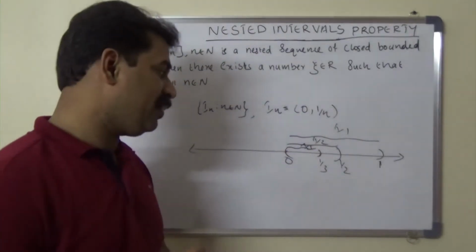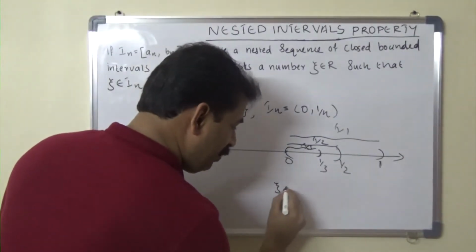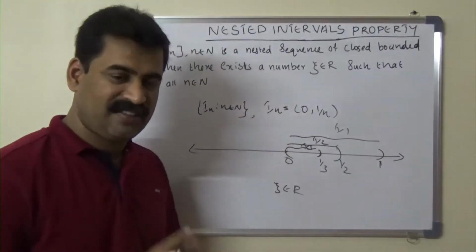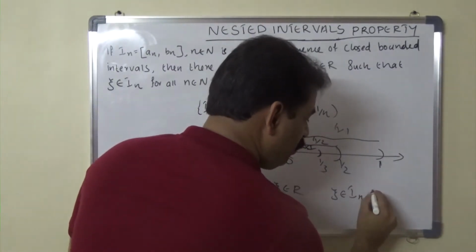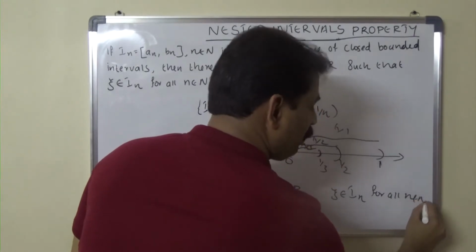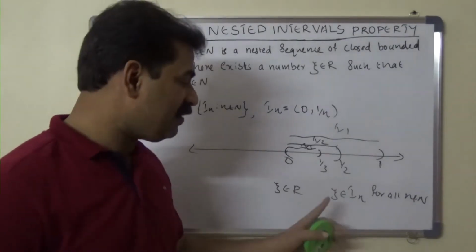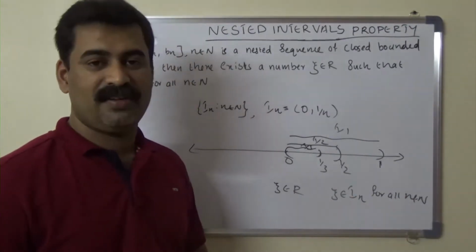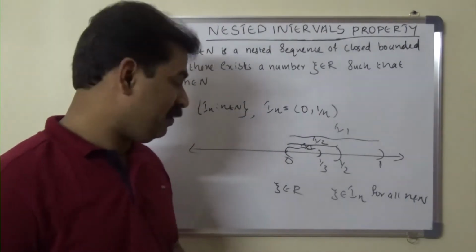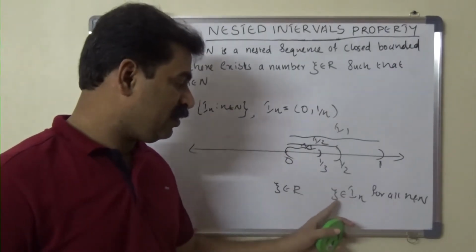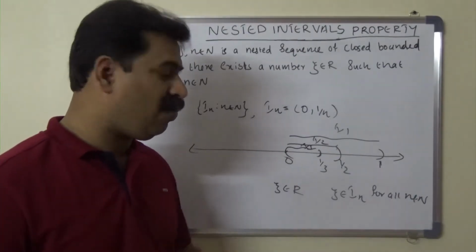In this example, we can say that there does not exist a real number psi such that psi belongs to I_n for all n belongs to capital N. That means we cannot find a real number psi which is a common element in all these intervals.